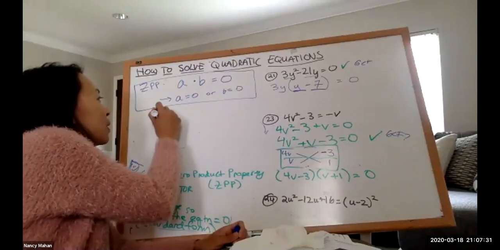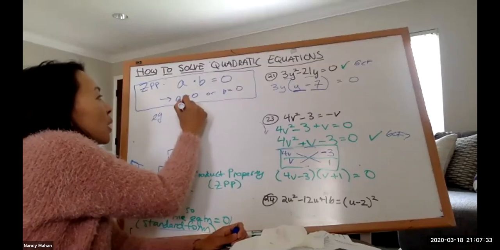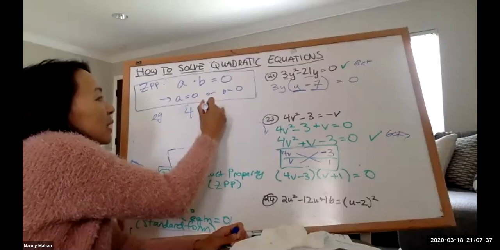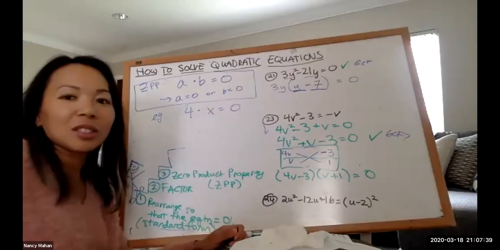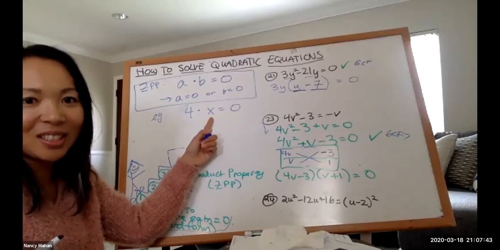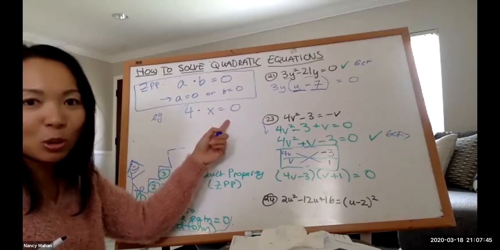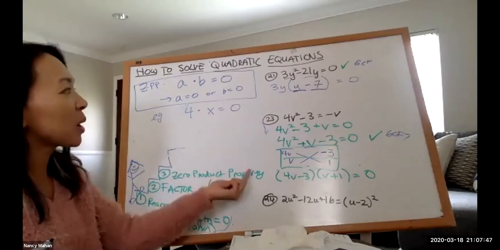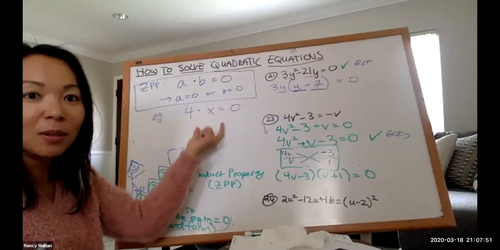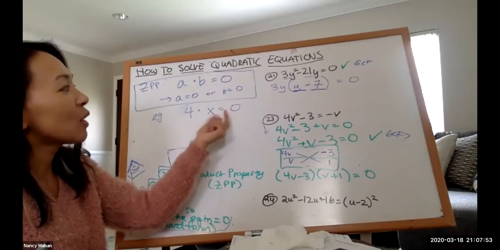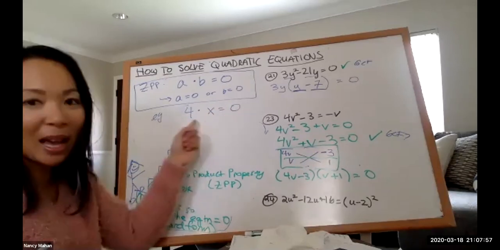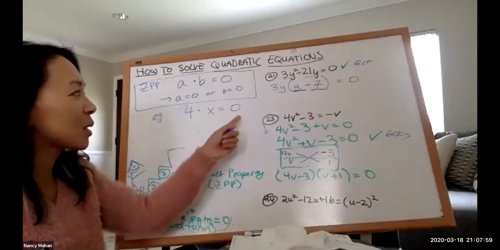So for an example, if I had 4 times x is equal to 0, right? What must x equal? It has to equal 0, right? In order for this to be a true statement. So it's called the zero product property. If you have a product of two things, so these are called factors here, and it equals 0, one of them has to be equal to 0 in order to make this true.